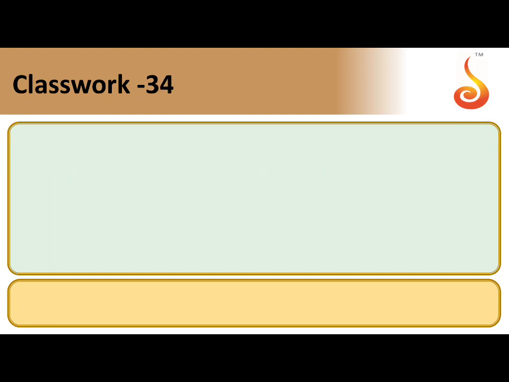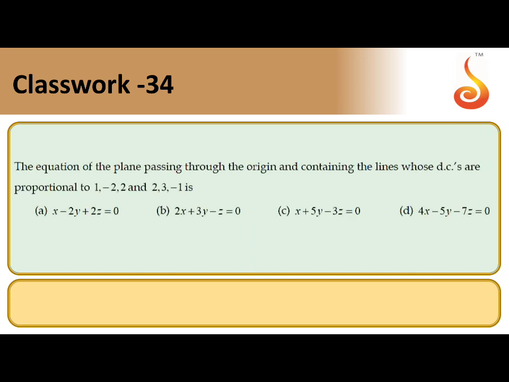Next question. The equation of the plane passing through the origin and containing the lines whose DCs are proportional to 1, minus 2, 2 and 2, 3, minus 1. So that means you want the equation of a plane passing through a point: x minus x1, y minus y1, z minus z1, then the determinant of a1, b1, c1, a2, b2, c2. This is the equation of a plane passing through a point and having DRs proportional to these numbers.